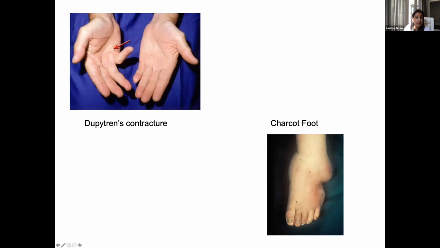This is an example of a Dupuytren's contracture, and then Charcot foot is, of course, one of the complications related to diabetes that, especially at Georgetown, we see a lot of, given the limb service.